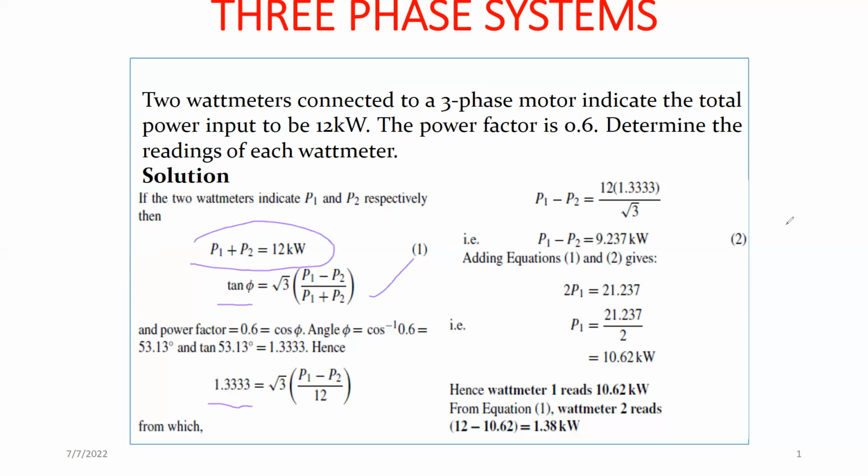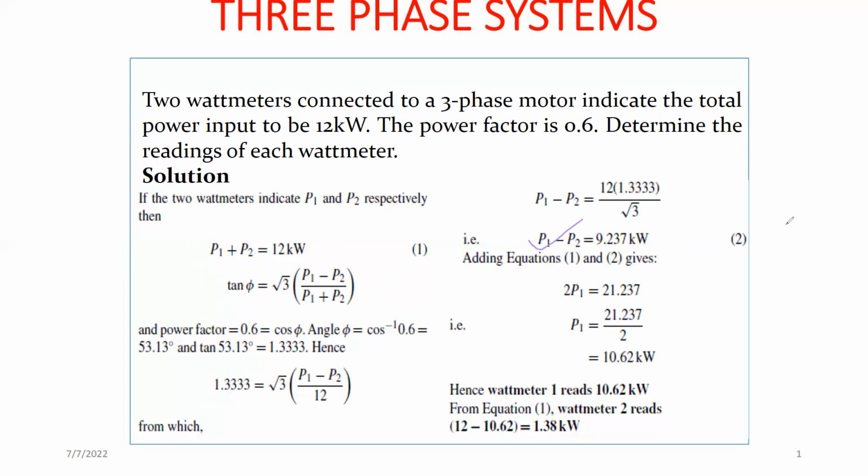That is what you replace in P1 plus P2, after substituting. So when you open the bracket, you have P1 minus P2 equal to 12 into 1.33. That is cross multiplying. When you cross multiply, you have 12 multiplied by 1.33, then you divide by the square root of 3. From your calculators, it gives you 9.237 kilowatts, which is equal to P1 minus P2.